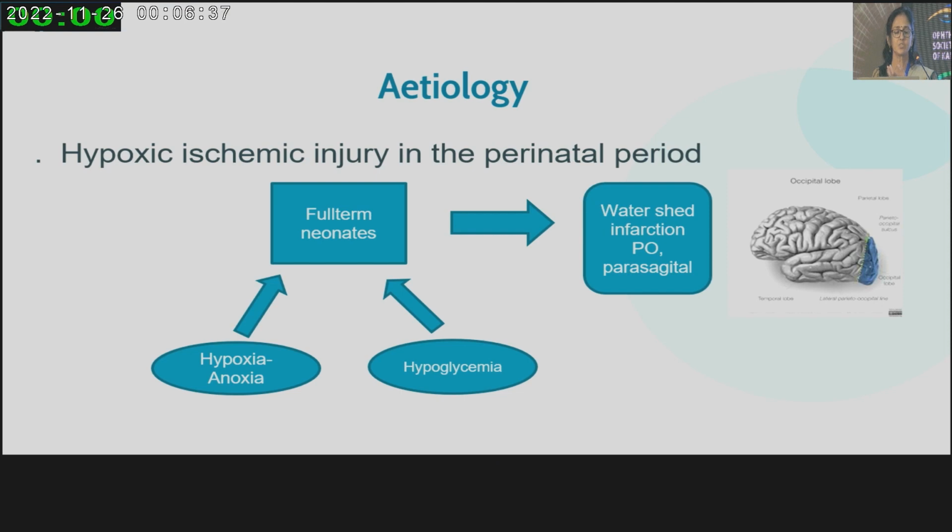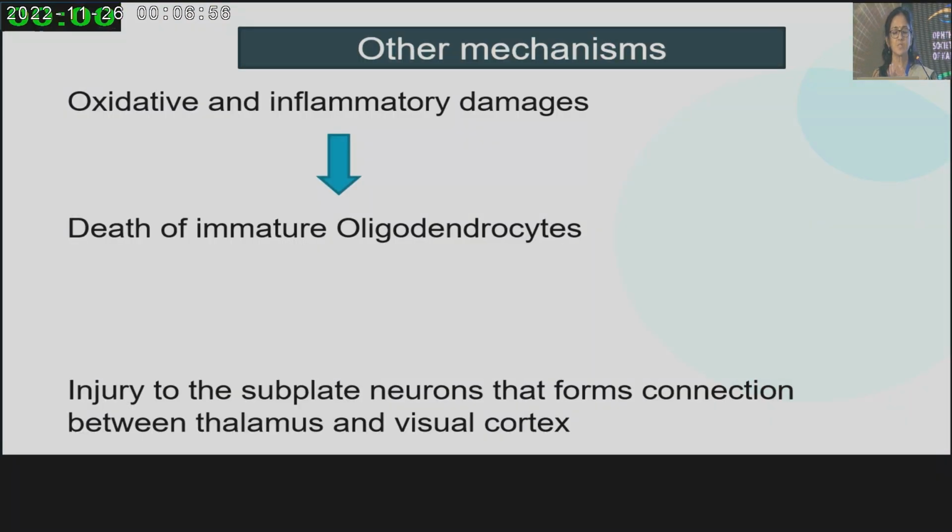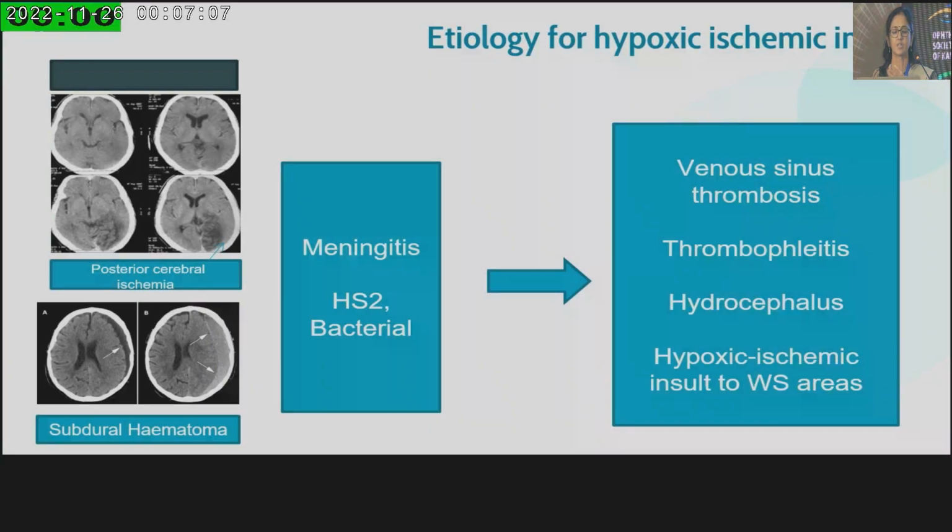So what are the etiological factors? Hypoxic ischemic injury that happens in the perinatal period. If it happens to the full-term neonates, it will result in watershed infarction of the parieto-occipital or parasagittal area. If it happens to the preterm neonates, it will result in periventricular leukomalacia. Other mechanisms are oxidative and inflammatory damages, which will result in death of immature oligodendrocytes and injury to the subplate neurons that form connections between the thalamus and the visual cortex.